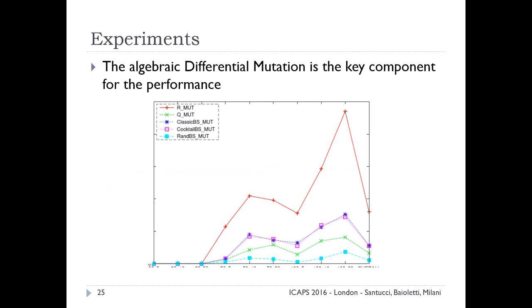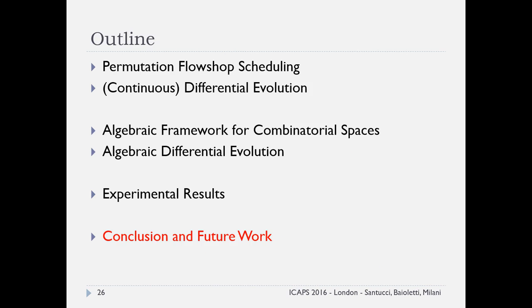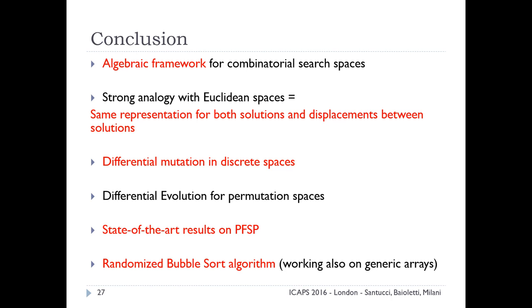And we have also run other experiments to check if the differential mutation is the most important component of our algorithm, and it was. So here, lower is better. The other are, for example, this one is a purely random mutation. It's incredibly worse. More details are in the paper. And I'll bring some conclusions.